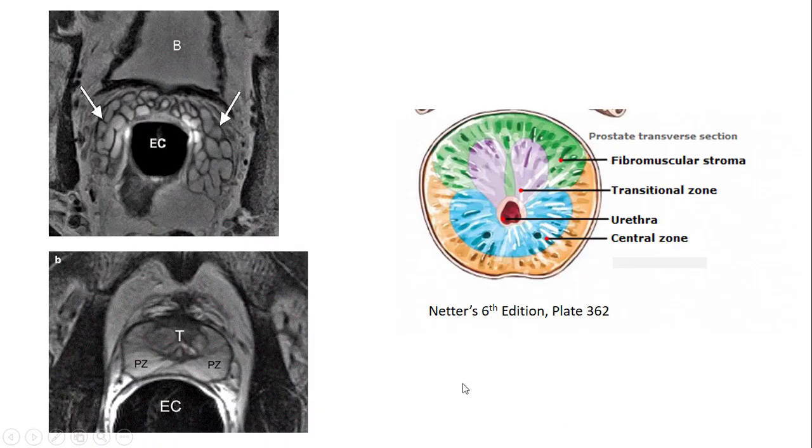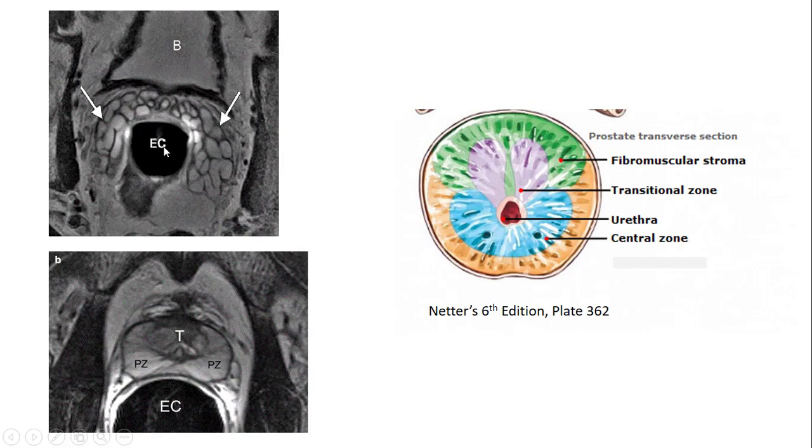Here are a couple of MRI scans that will help to correlate the drawings that you see in Netter's to images that you're actually seeing on the MRI scans. They're not exactly the same level as the drawing, but you'll start to get an idea of what you're seeing on different axial images, and we'll see some coronal and sagittal in just a little bit.